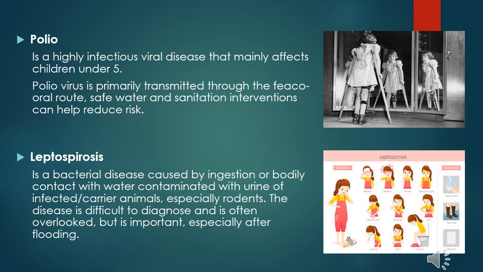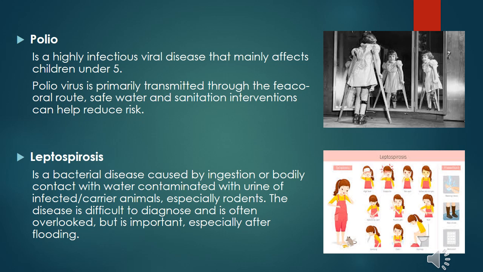So the next important disease in non-diarrheal diseases is polio. Polio is a highly infectious viral disease that mainly affects children under 5 years of age. You must have heard we give polio drops to children that are under 5 years of age. Polio virus is primarily transmitted through fecal-oral routes, so safe water and sanitation interventions can really help reduce the risk.